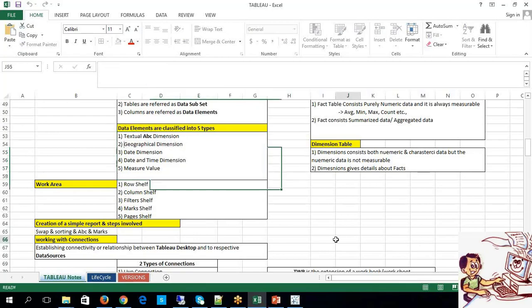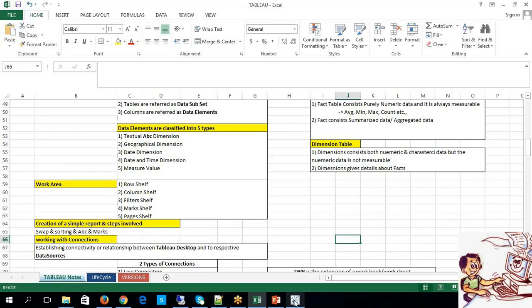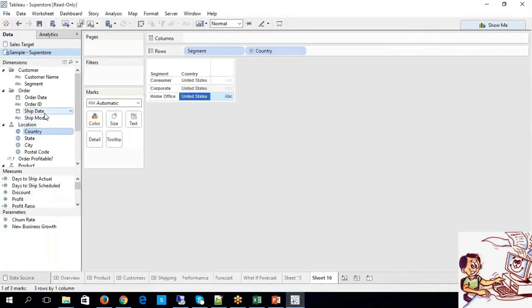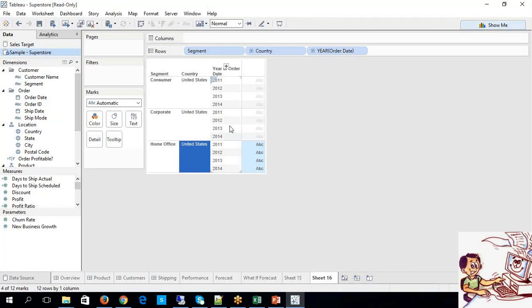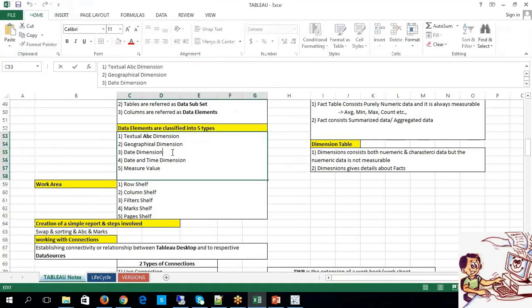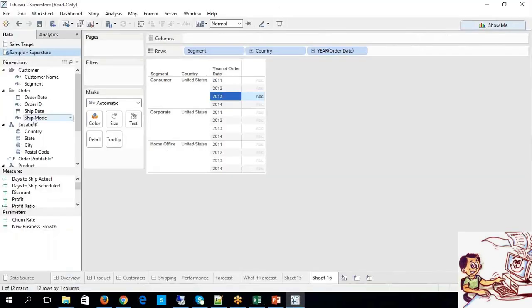Okay, geographical dimension, and over here you are seeing this, right? Ship date, order date with a calendar symbol. If you are seeing a calendar symbol, look at this. That is what? Date dimension. Okay, and look at that icon.